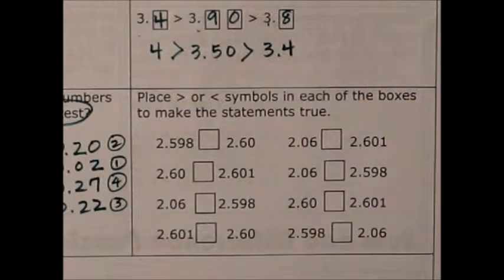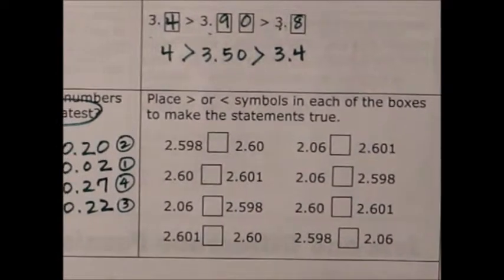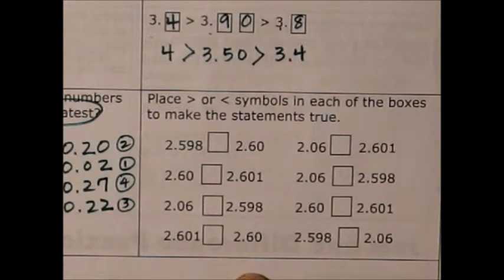Place greater than and less than symbols in each of the boxes to make the statements true. All right. What's the rule here? What do you need to do on either side? Make sure you have the same place value. I hope you answered that.